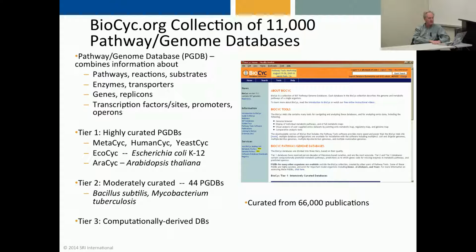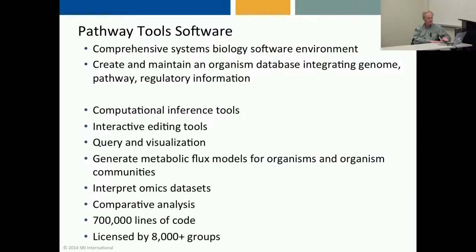And overall, the tier 1 and tier 2 databases have been curated from a total of 66,000 different publications. That's the number of publications that our curators have extracted information from.